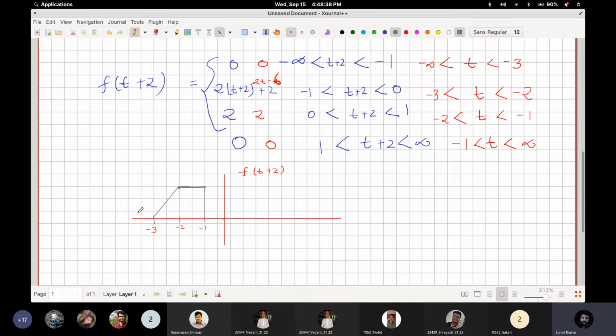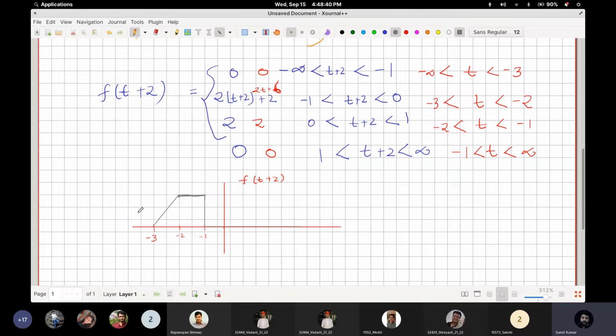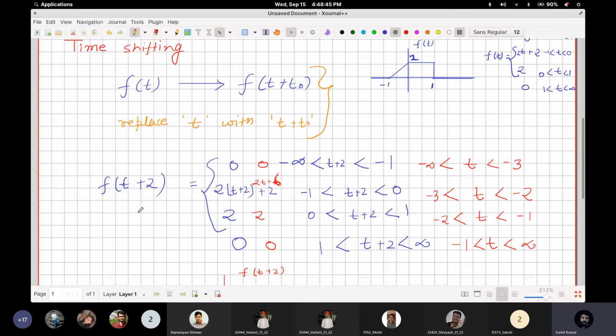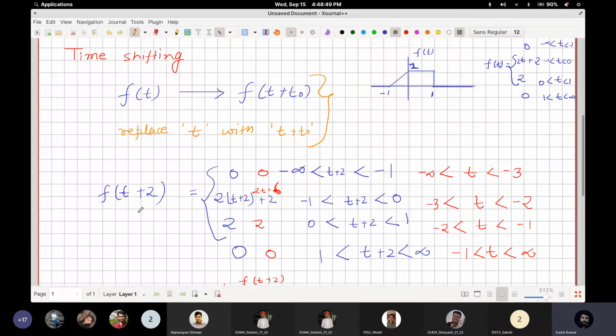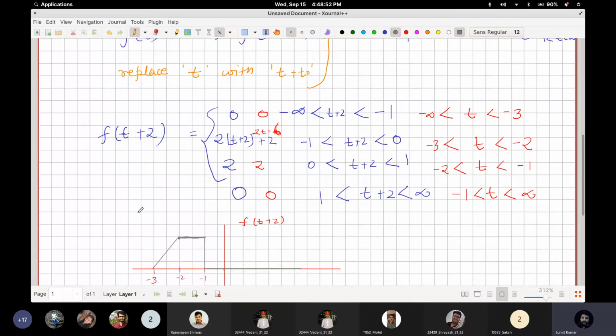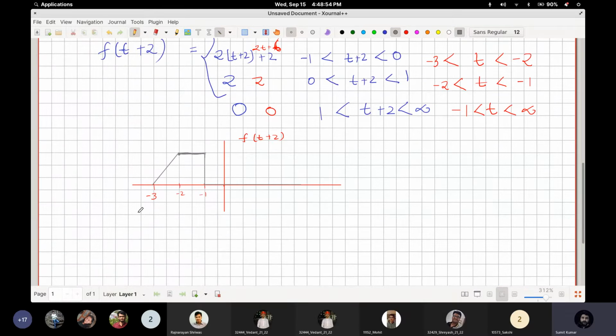Now if you compare these two functions here, you will see that actually this function remains the same, only that it is shifted 2 units to the left, isn't it? So whenever you add 2 to t, the function shifts to the left, and whenever you subtract 2 from t, it shifts to the right. Is that clear? Is it clear to everyone?